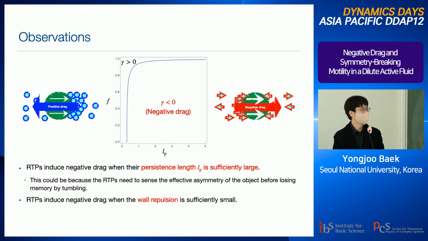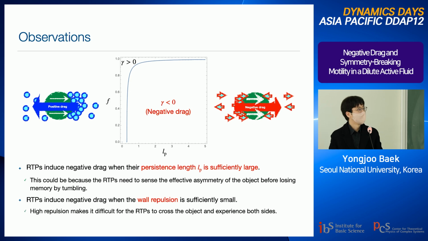And also the wall repulsion should be sufficiently small. If it is not sufficiently small, then very few active particles will really cross over the object, and therefore it will not be able to sense both sides of the object. Then again, we will not see this kind of mechanism. Okay, so I think these are the two main important intuitions about this negative drag happening in active fluid.